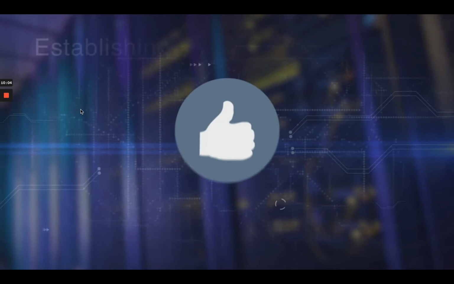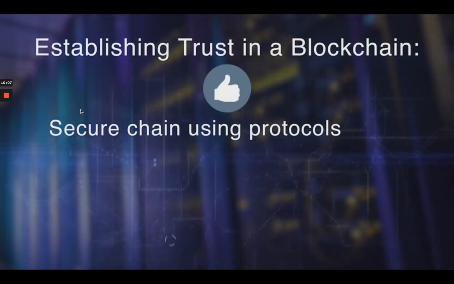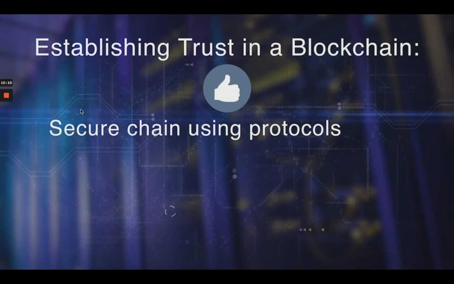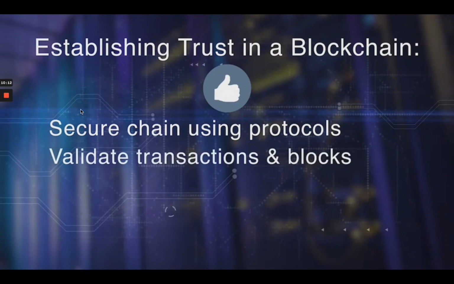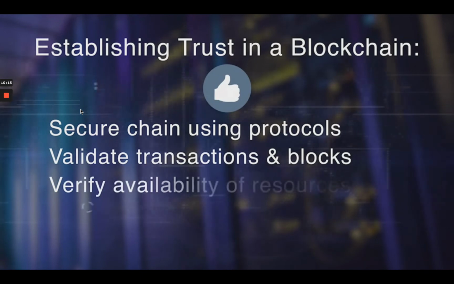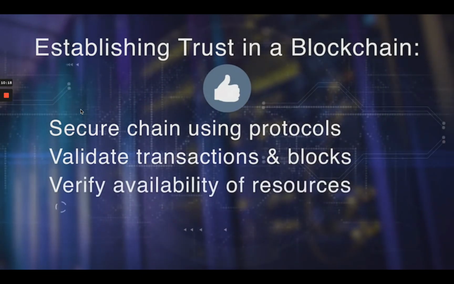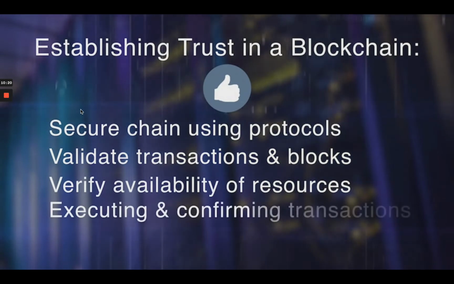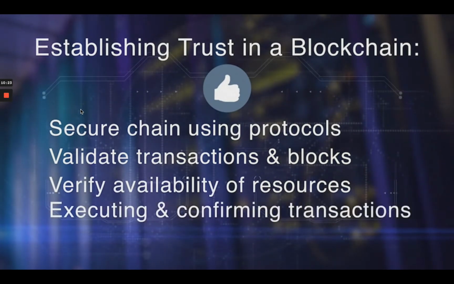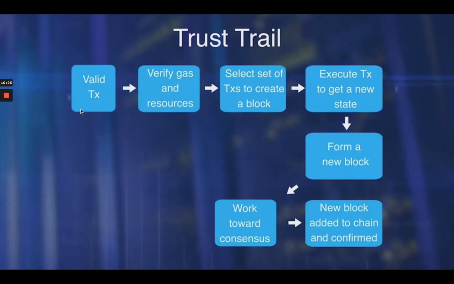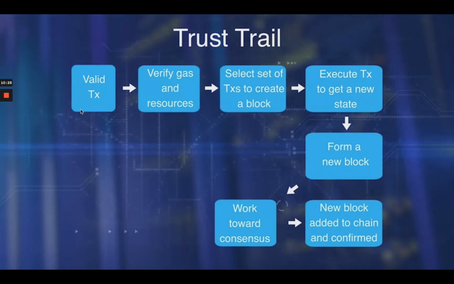Similar to our airport scenario, trust in a decentralized blockchain is also about securing, validating, verifying, and making sure resources needed for transaction execution are available. This is accomplished by securing the chain using specific protocols, validating the transaction and blocks for tamper-proofing, verifying the availability of resources for transactions, and executing and confirming the transactions. The trust trail is defined by these operations.